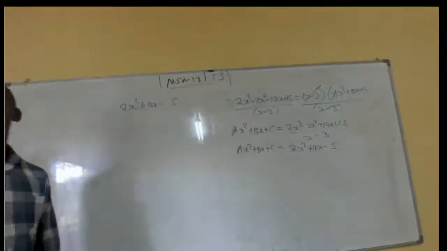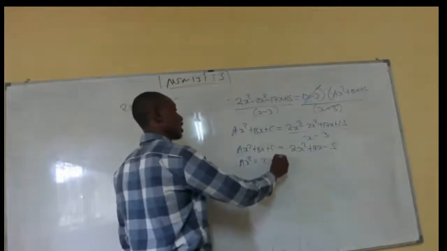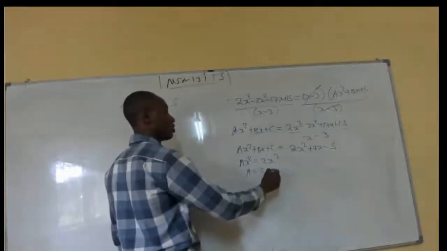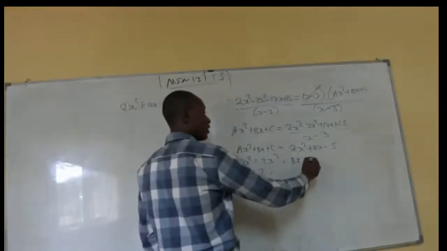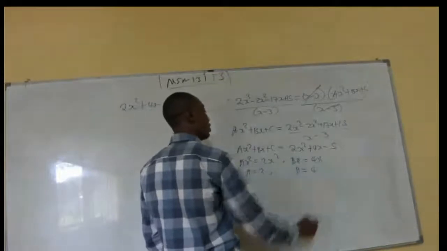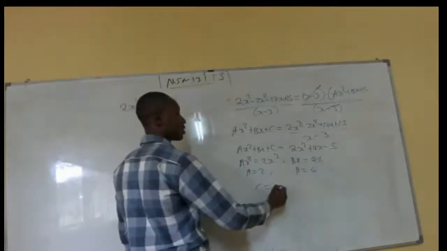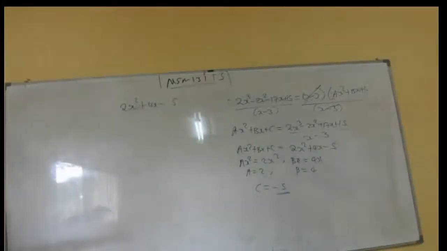Okay? So from this we can determine that ax squared is equal to 2x squared. Therefore a is equal to 2. Then we have bx is equal to 4x. So b is equal to 4. And c is equal to negative 5. Right? So that's the answer. That is what we get as our final answer.